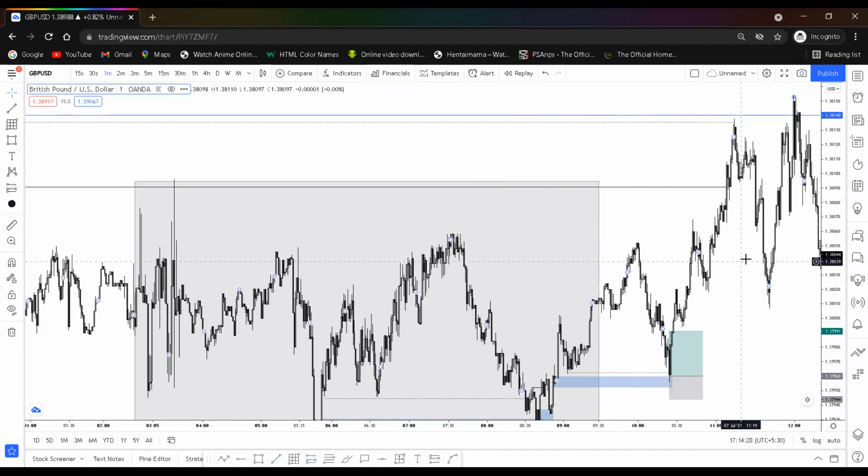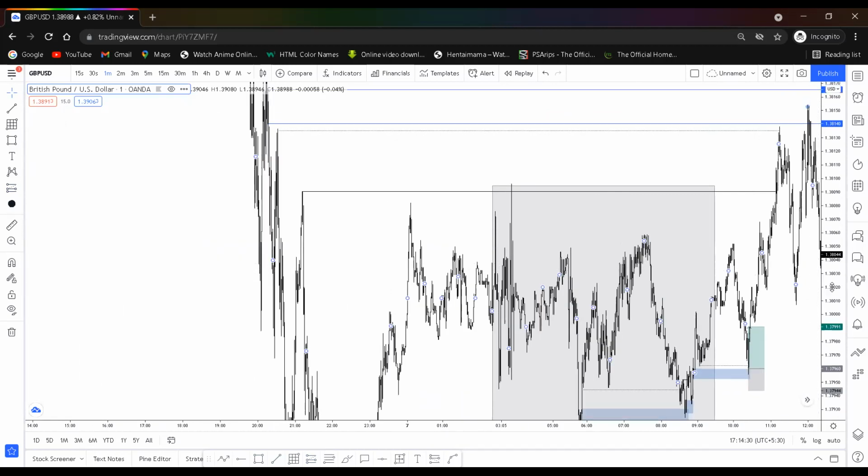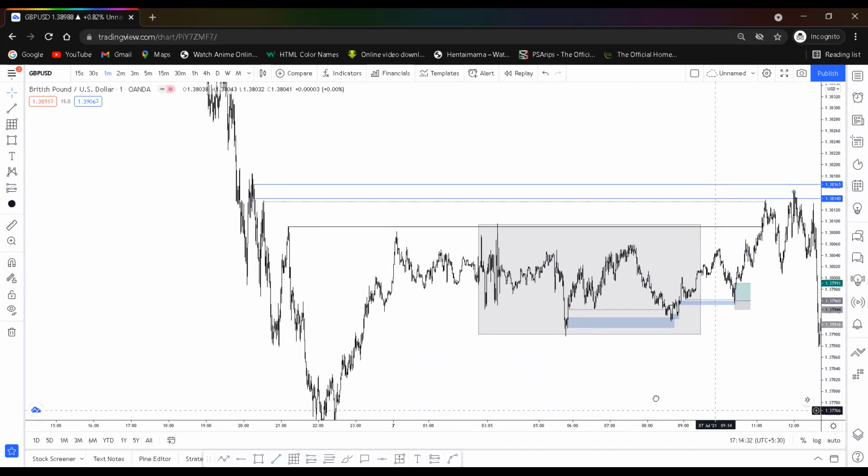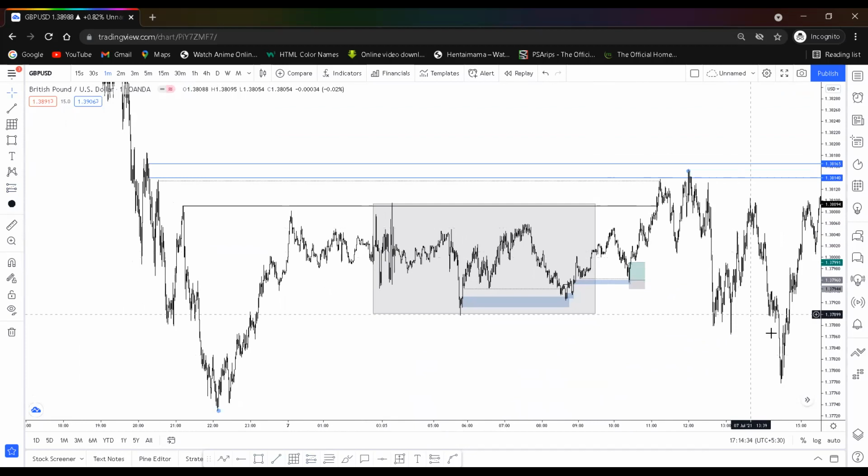Not the external range liquidity, sorry, the trap. Yeah, because before going to take out the external range liquidity, we need to take out internal range liquidity, right? You see, after this break, price broke structure right here.